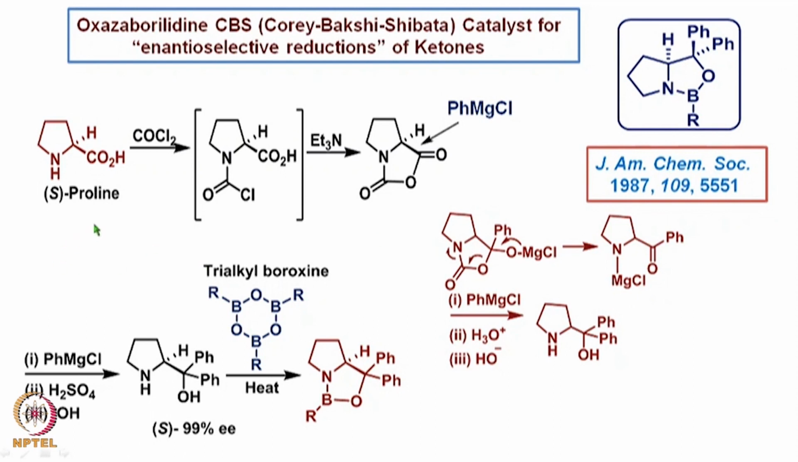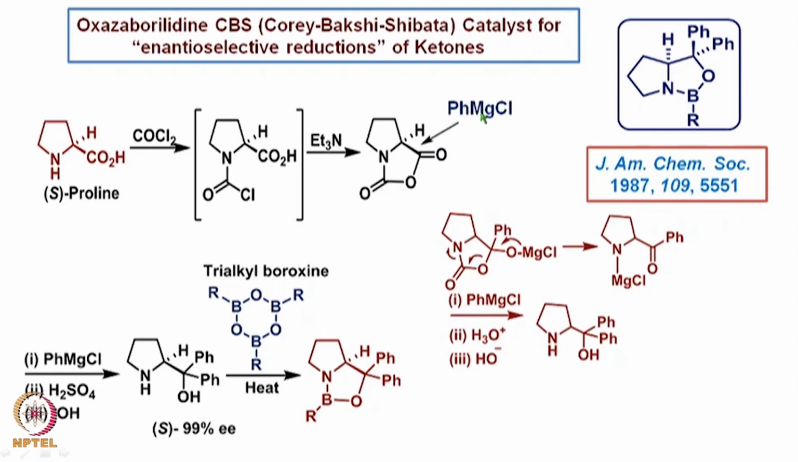We will see, for example, we start with S-proline, then we react with phosgene, which converts the NH to NCOCl, and then we use triethylamine to deprotonate the carboxylic acid to the corresponding carboxylate, which then reacts with this particular carbamoyl moiety to form this bicyclic intermediate. Now, this bicyclic intermediate is then treated with phenyl magnesium chloride.